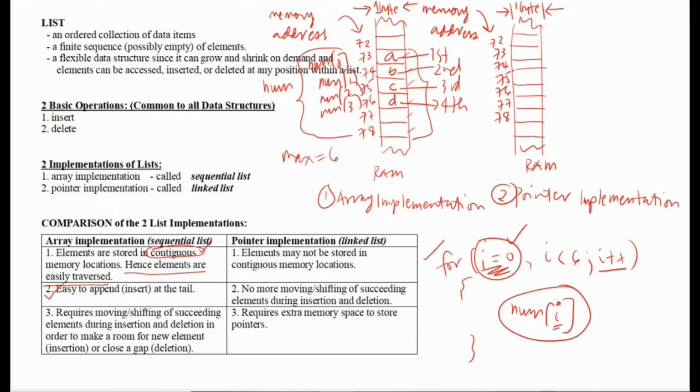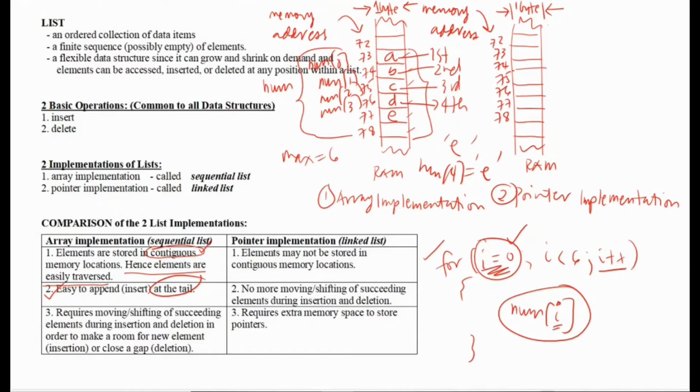When you insert or delete at the tail, this is the easiest way to insert and to delete because, as I have already mentioned a while ago, it doesn't require you to move any elements upwards or downwards. Okay? Like if you're going to insert here another element E, then you could just assign num4 to E, to the value of E. Okay? You don't need to move any of the existing elements A to D.